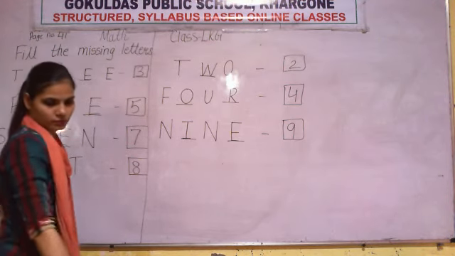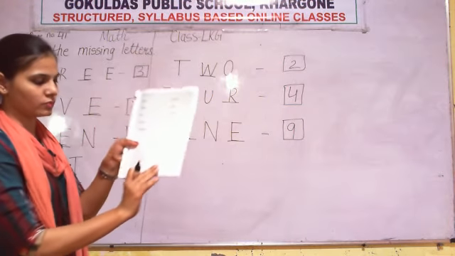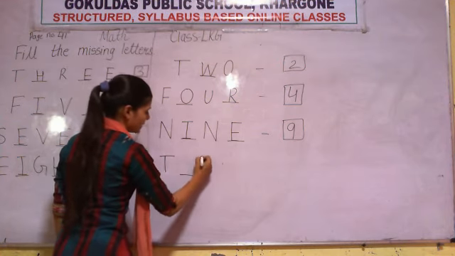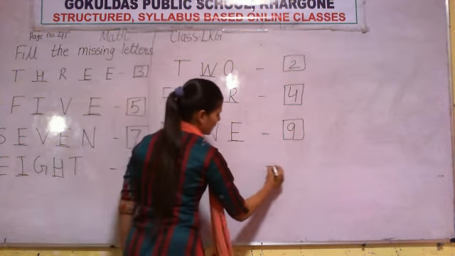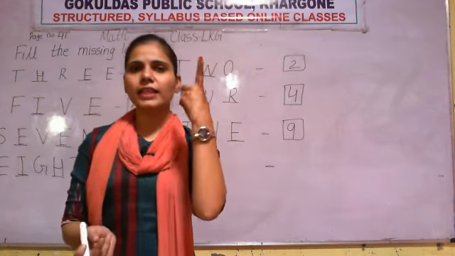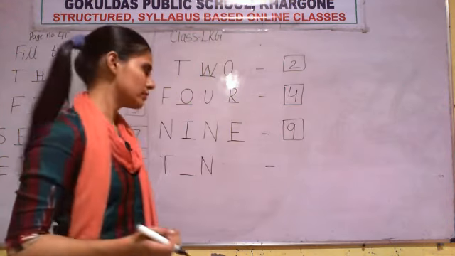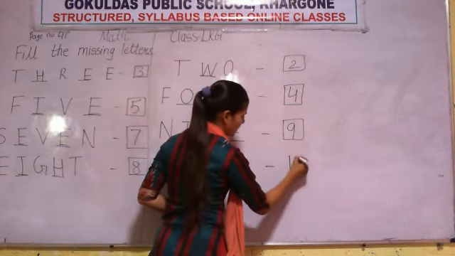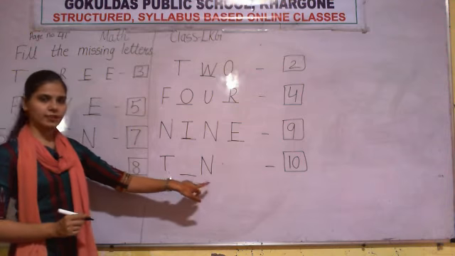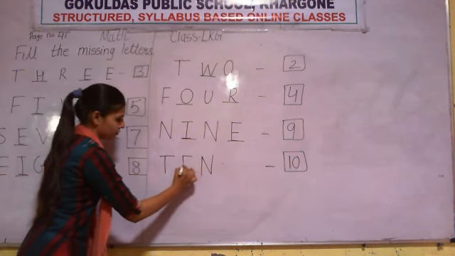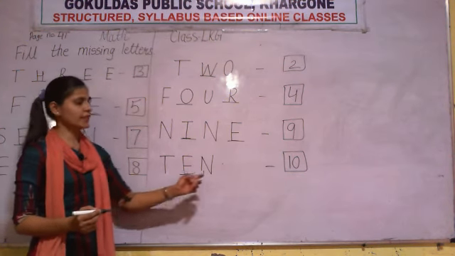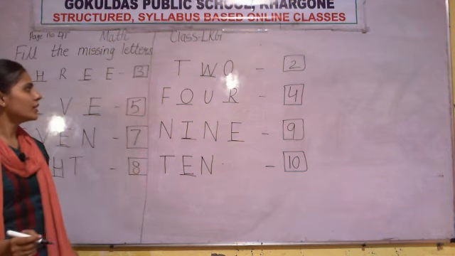Last, this. Okay. T, sleeping line, and. Now think about number 10. What is the name of number 10? T, E, N. The name of number 10 is T, E, N. So you write here E. E already written. So you write here E. E, N, 10.